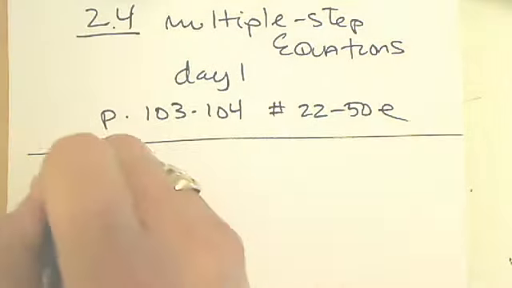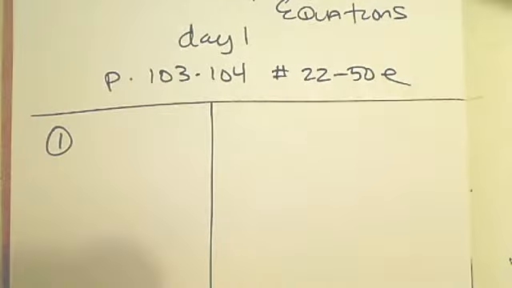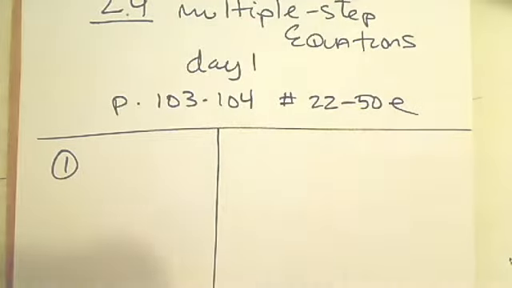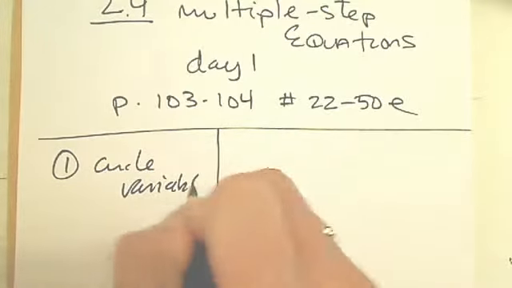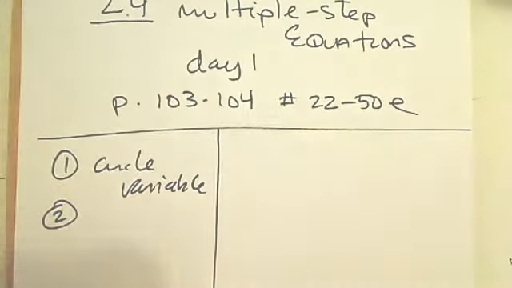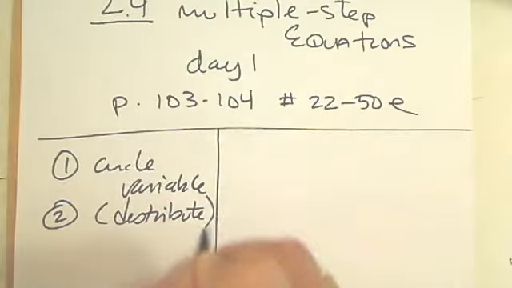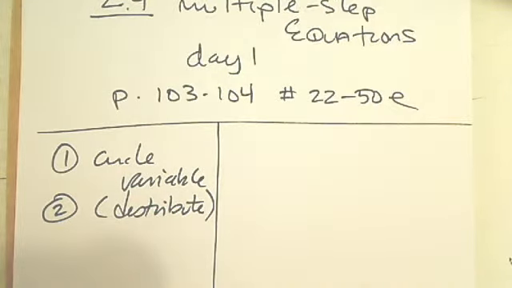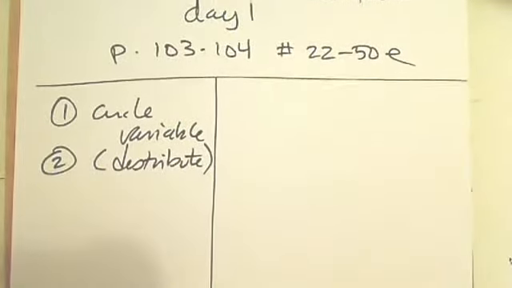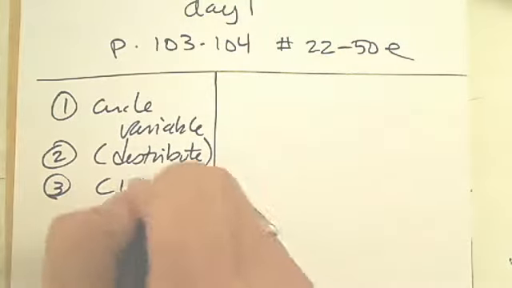Here we go. Let's review our steps, please. Step 1. Circle. Identify the variable. Step 2. Shannon, step 2. Distribution. Get rid of all the parentheses. Step 3. Combine like terms.